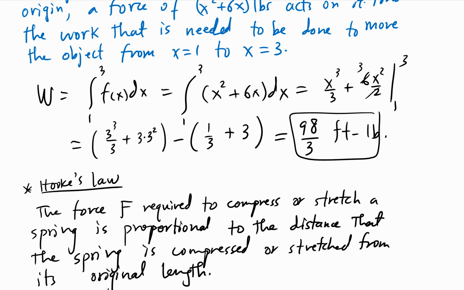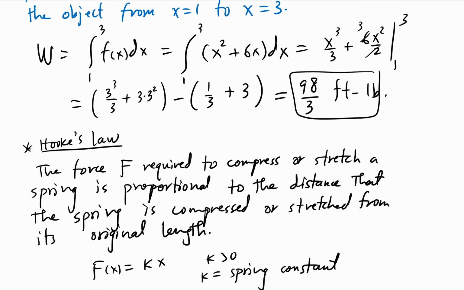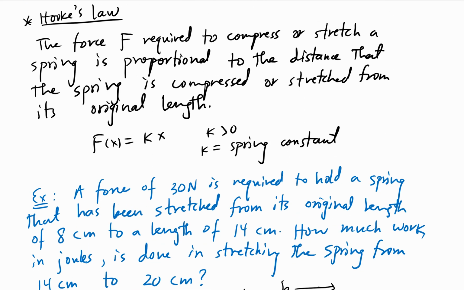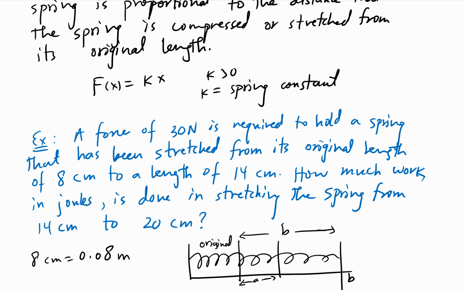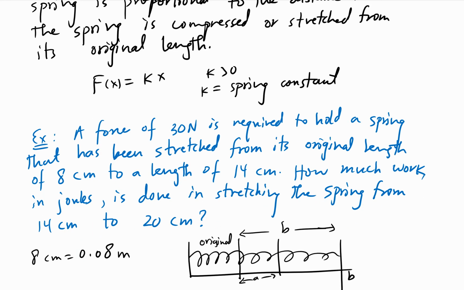What does proportional mean? Proportional means the force is a constant times the distance traveled. So we can rewrite it like so: f of x, the force, equals k, the spring constant, times x, where x needs to be greater than 0. So this is what we have, an example. Here is the original length of the spring, from here to here. We stretch it out from A to B, like it went from here to here, that's A, and then to B.